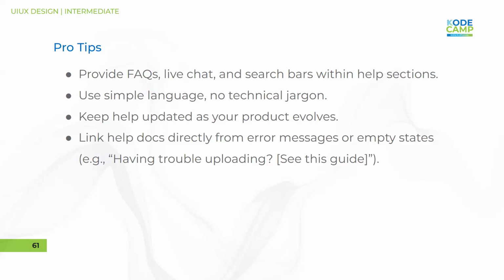Okay, so link help docs directly from error messages or empty states. The help link of an error message should be linked directly to where the help is. Do you have a problem logging in, or did you forget your password? Reset your password here. If I click on reset my password here, it should take me to reset password. Okay. All right.